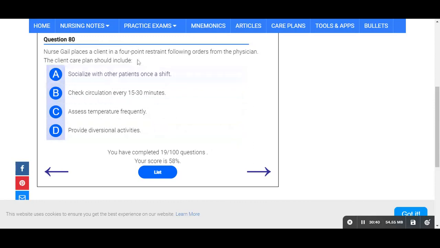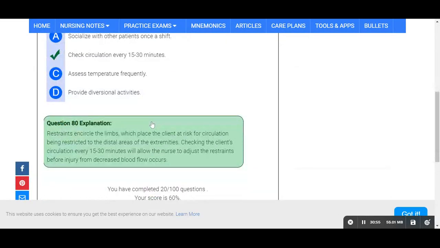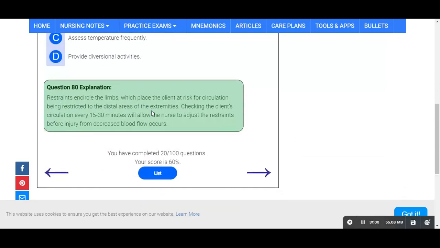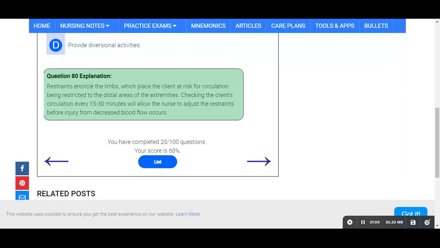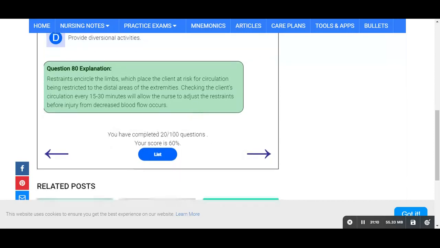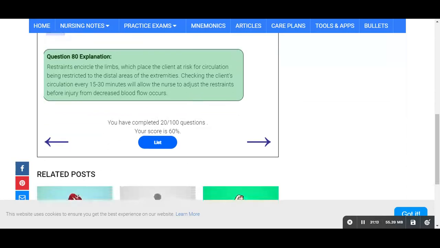Nurse Gail places a client in 4-point restraint following orders from the physician. The client care plan should include: socialize with other patients once a shift, check circulation every 15 to 30 minutes, assess temperature, and provide operational activities. I got it correct. My answer is check circulation every 15 to 30 minutes. The restraints encircle the limbs, which place the client at risk for circulation being restricted to the distal areas of the extremities. Checking the client's circulation every 15 to 30 minutes will allow the nurse to adjust the restraints before injury from the decreased blood flow occurs.